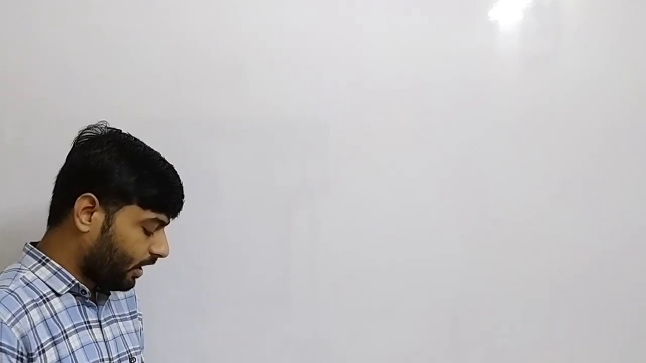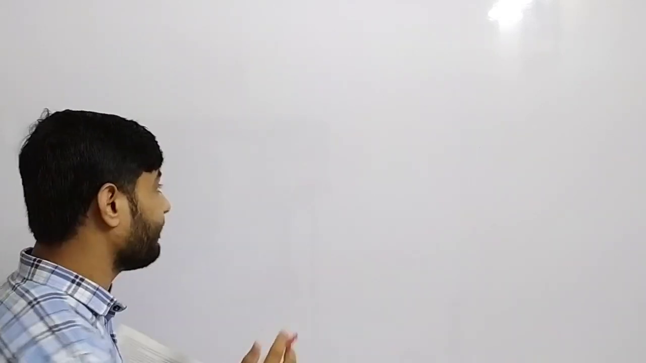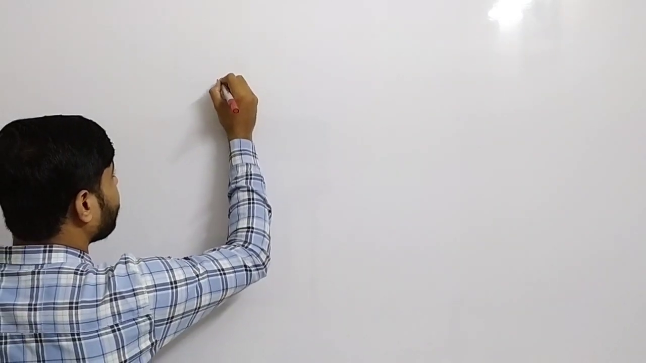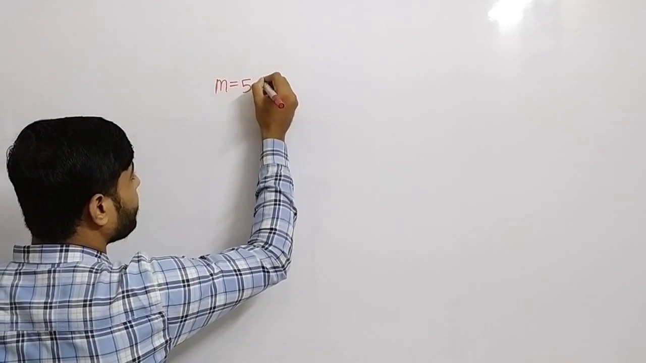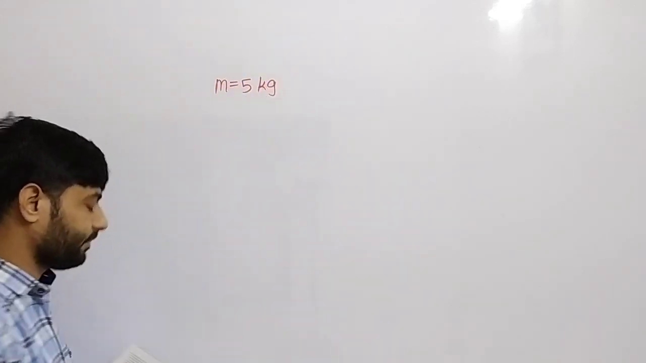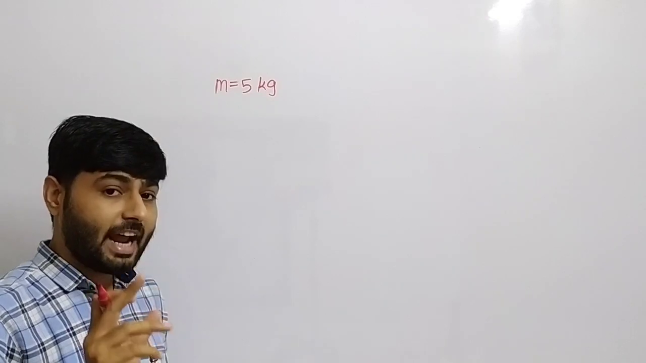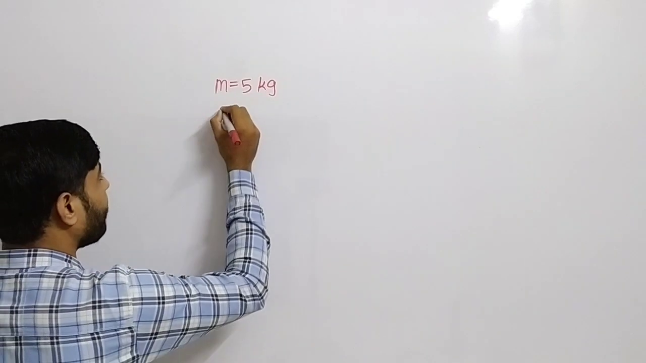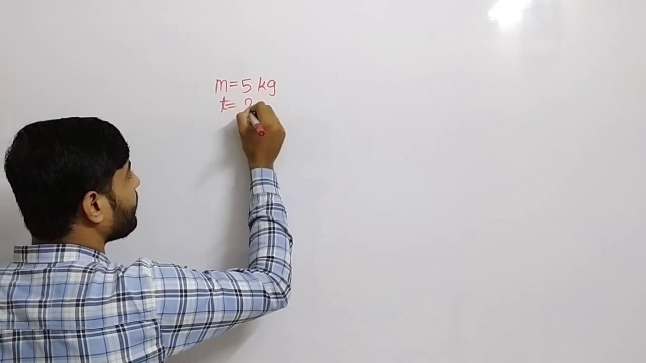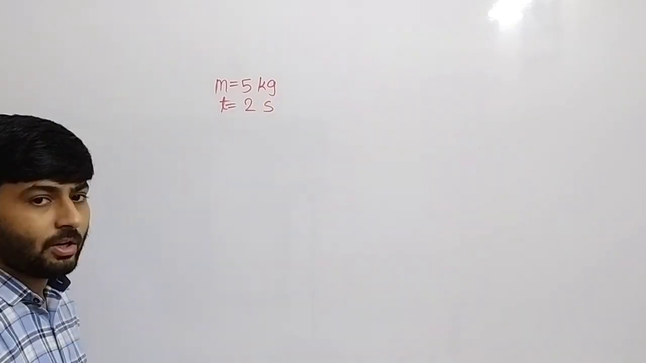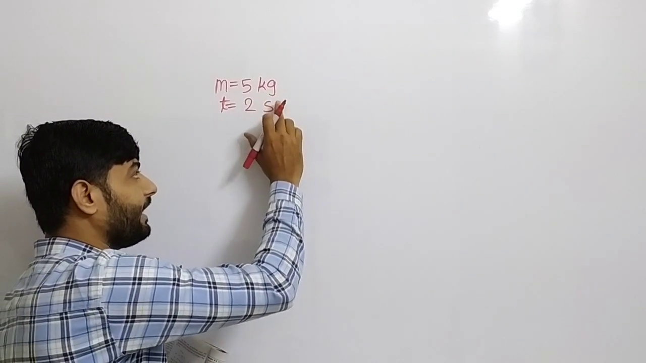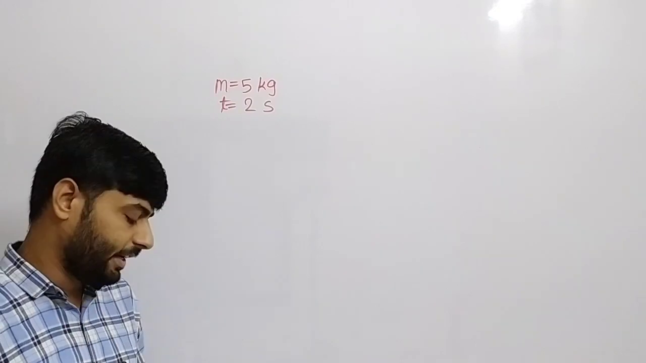So I read this data and derive the given data. A constant force acts on an object with mass 5 kg. So I will write m is equal to 5 kg. For the time duration of 2 seconds, I will write t is equal to 2 seconds. Don't forget to write the unit of every quantity.